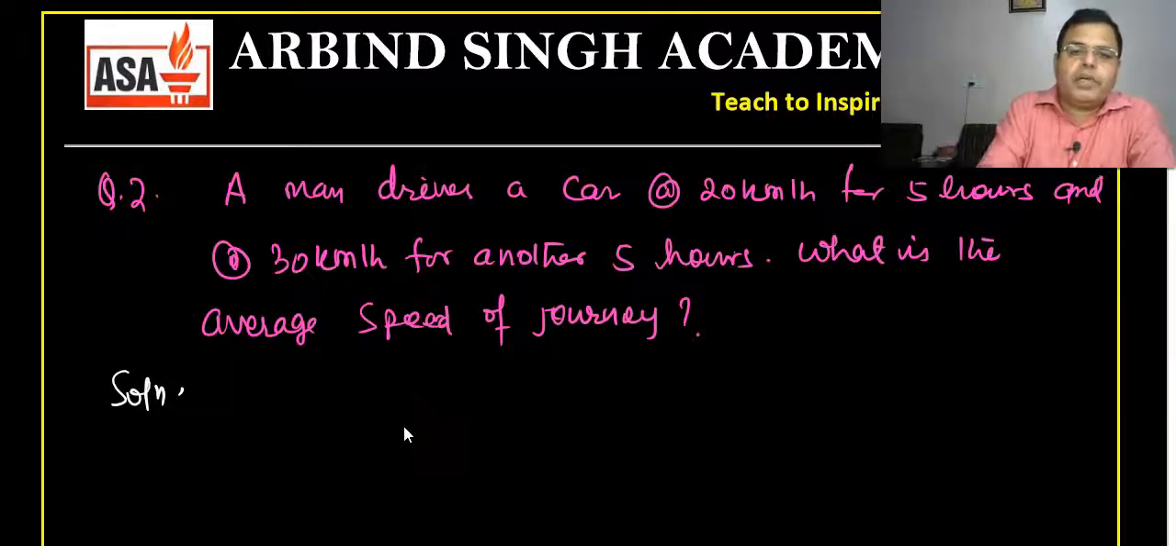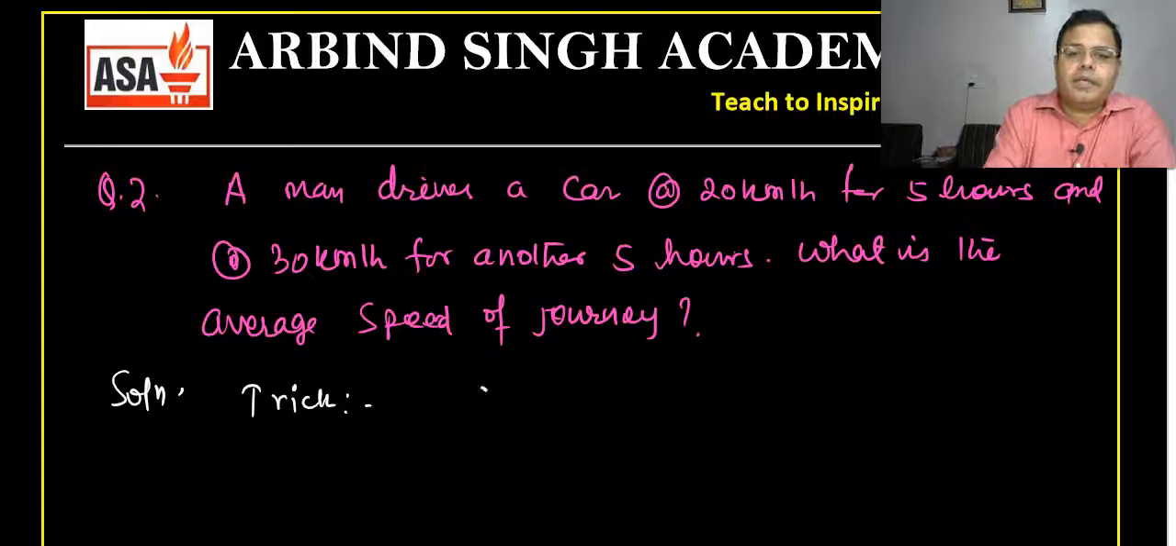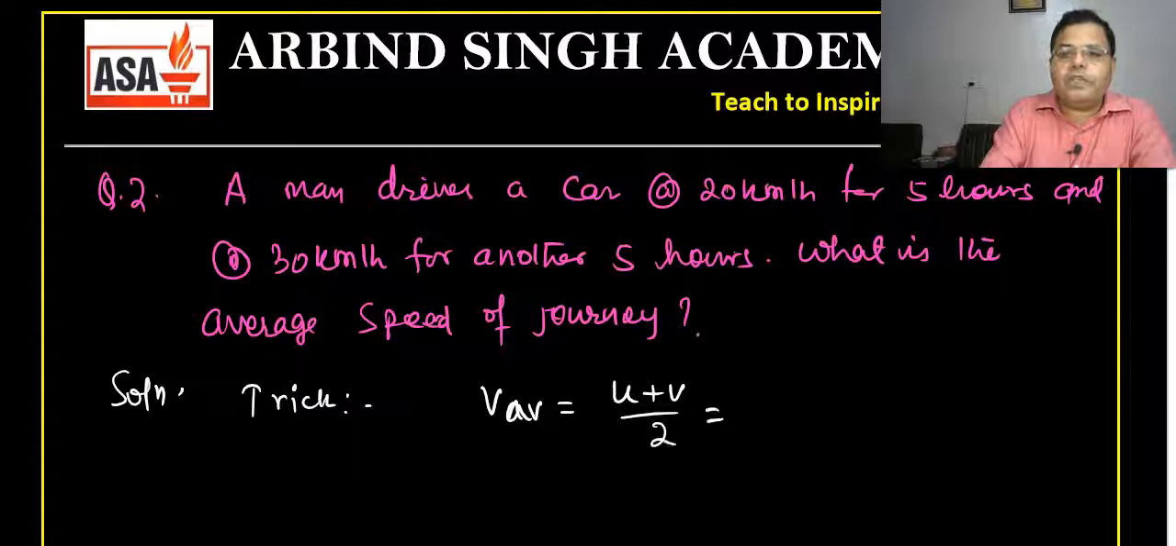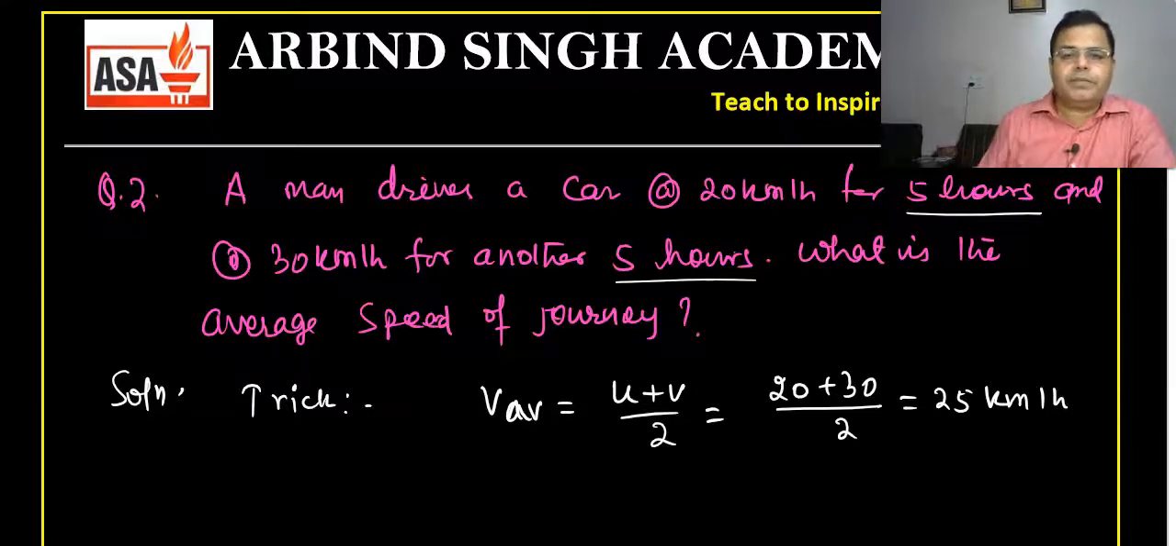So if you solve by trick, then what will be the answer? According to the trick, average speed is equal to U plus V by 2, because here the time intervals are equal, 5 hour and 5 hour. So 20 plus 30 divided by 2, that is 50 by 2, 25 kilometer per hour. This is the average speed.